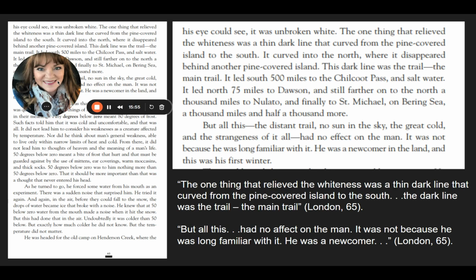He knew that at 50 below zero, water from the mouth made a noise when it hit the snow, but this had done that in the air. Undoubtedly, it was colder than 50 below, but exactly how much colder, he did not know. But the temperature did not matter. Oh, but yes, it does matter. He was headed for the old camp on Henderson Creek.